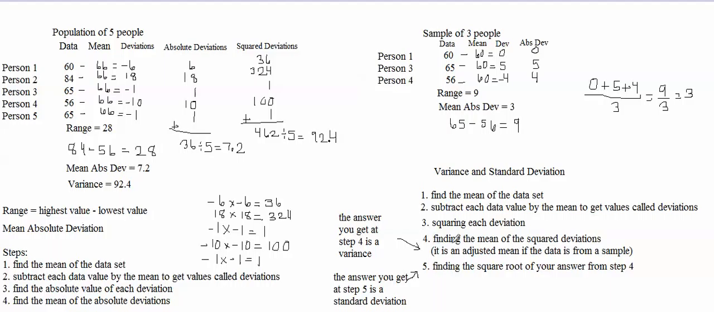Because I said if you stop at step 4, you get the variance. If you stop at the mean of the squared deviations, you get the variance. If you go one step further and find the square root of the variance, you get a number called the standard deviation. So this was our variance. If we find the square root of the variance, we get the standard deviation.